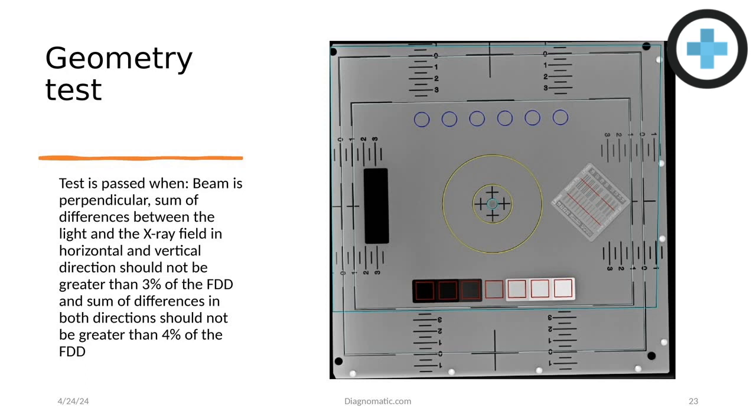So here's a breakdown of the tests again. This is kind of looking as if you were testing via the software, and shows how the different tests would pass. The test passes when the beam is perpendicular. The sum of the differences between the light and the X-ray field, in the horizontal and vertical direction, should not be greater than 3%. The FTD and the sum of the differences should not be greater than 4%.